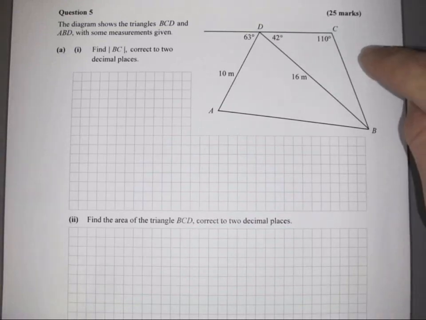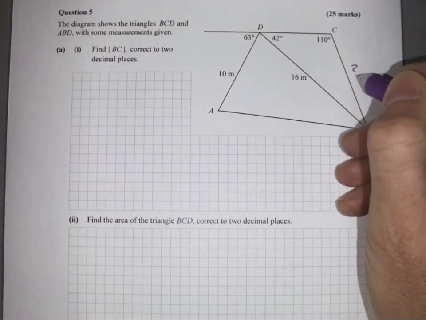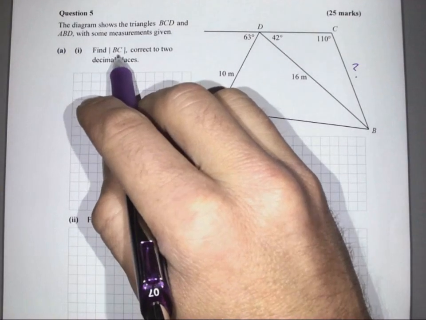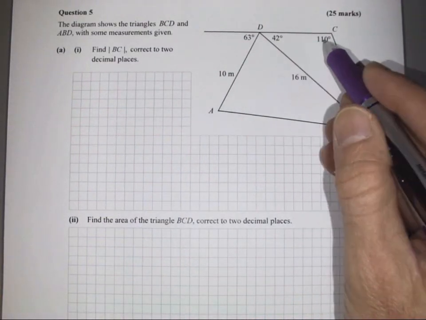Right, we're looking for the length of this line here, BC. What's the length of this line here? Find BC, the length of BC, correct to 2 decimal places. Well, what do we know? We know this angle and this angle.